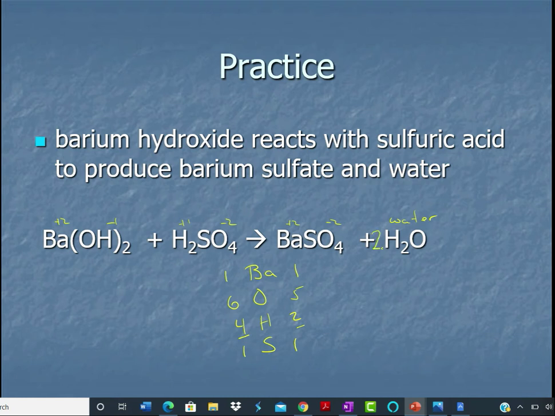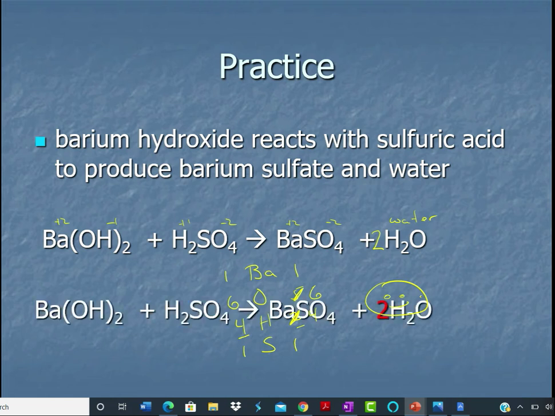So if we put a 2 here, this becomes 4. Now I have the same number of bariums, same number of hydrogens, same number of sulfurs. Let's take care of those oxygens. But wait, what happened? We have 4 plus now 2 oxygens. Oxygens took care of themselves. This equation is now balanced. So we only had to add 1 coefficient to this one, and that was to put a 2 out in front of the water to get barium hydroxide plus sulfuric acid to give you barium sulfate and water.